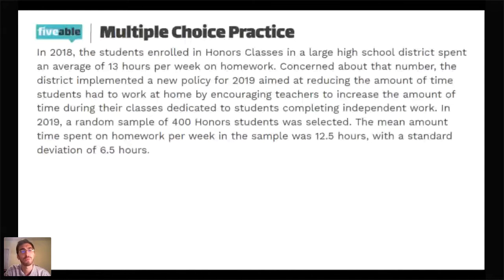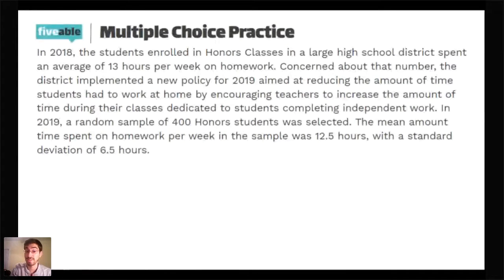In 2019, a random sample of 400 honors students was selected. The mean amount of time spent on homework per week in the sample was 12.5 hours, with a standard deviation of 6.5 hours. So before they ask us to do anything, some keywords I noticed in here, they're talking about average. They talked about mean. They mentioned in the sample, 12.5 hours was the mean and 6.5 was the standard deviation. So if I'm writing on my paper, I'm annotating next to that x̄ is 12.5 and s is 6.5. And that's the sample data they gave me.